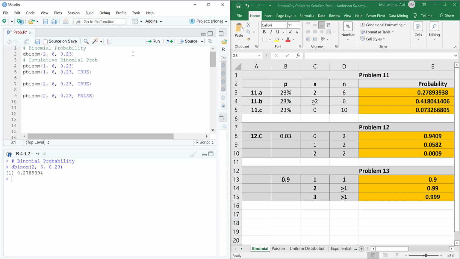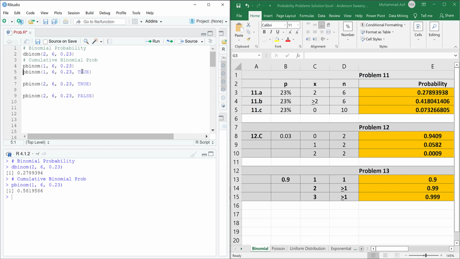Then in RStudio, there's another thing that's called pbinom. So this was d for distribution and p for probability, let's say. And pbinom is meant for cumulative probability. For example, let's say I have this command, pbinom, the cumulative probability of 1, 6 and 0.23. If I run this, it will give me the cumulative probability of 0 and 1, which is 0.58.